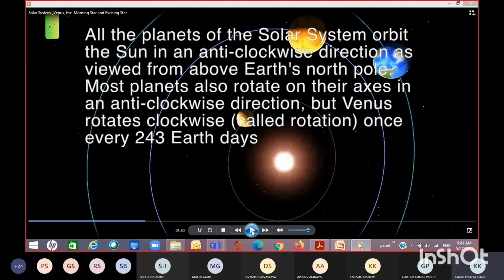So I think somebody was asking yesterday, why the Venus rotation is unusual. Was that the question? So Venus is rotating in the opposite direction. So clockwise, not revolution, rotation. 243 Earth days.